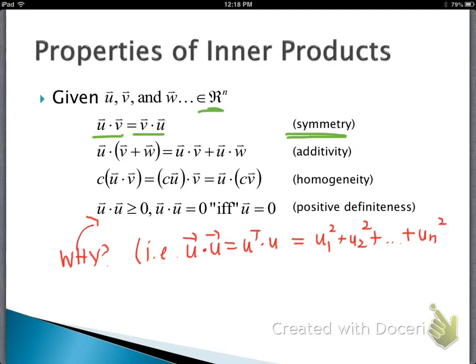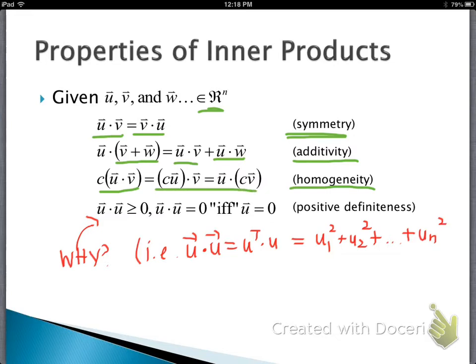It has the additivity property, I'm sorry. So u dot (v plus w) is u dot v plus u dot w, okay? Then the homogeneity property, which says if you take a scalar c times u dot v, it equals cu dot v, or u dot cv, okay? So we have that property.